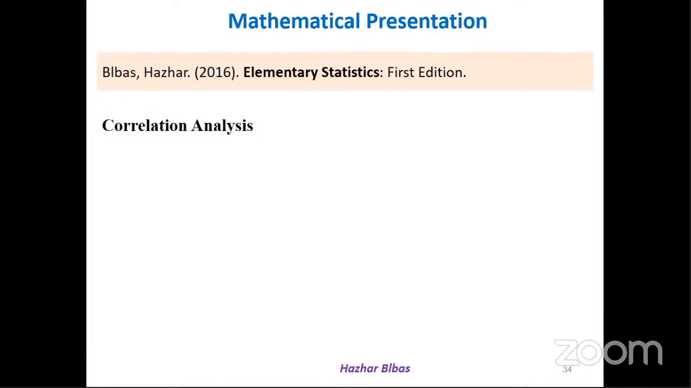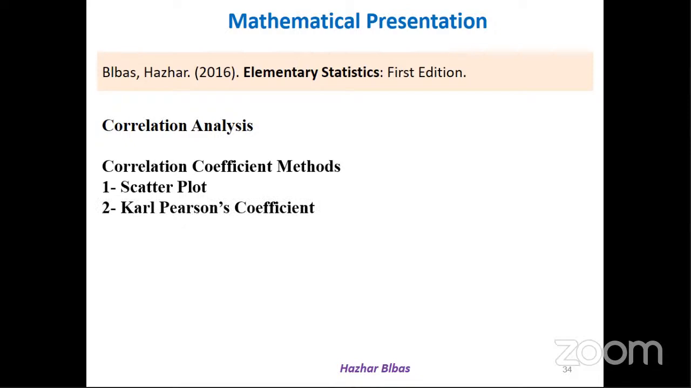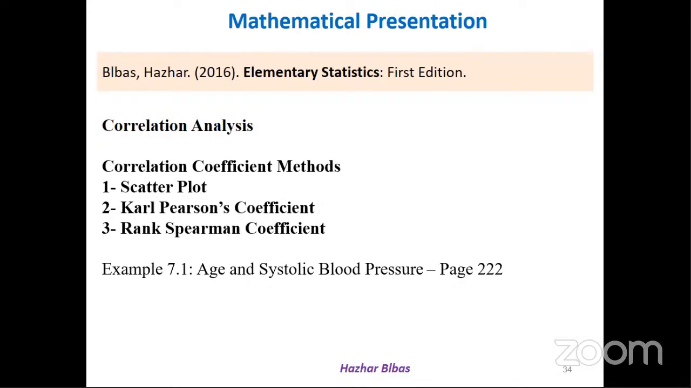Correlation. This is one of my books. I found one of the examples. Before I talk about the example, I will say we have three methods of correlation: scatter plot, Karl Pearson, and Rank Spearman. Correlation means, is there any relationship between two variables, between the independent and dependent variable or not? Scatter plot, you're going to draw the graph to see what the relationship is.